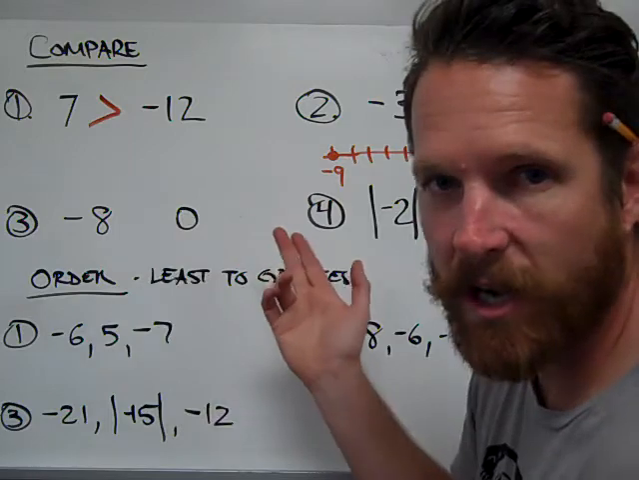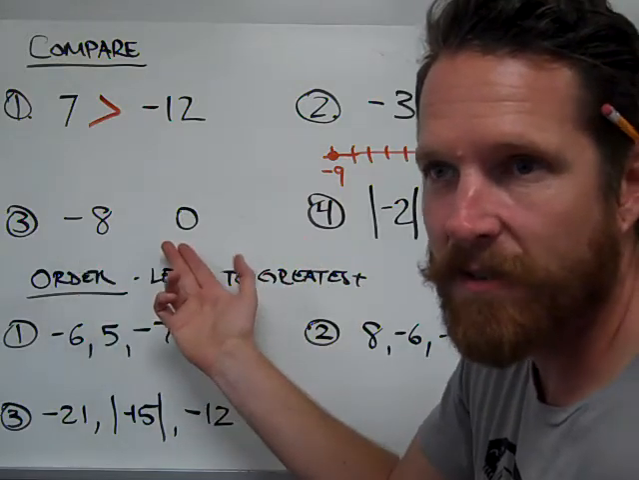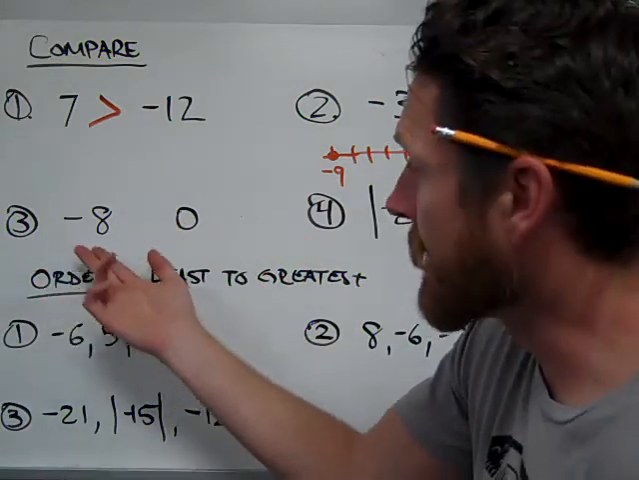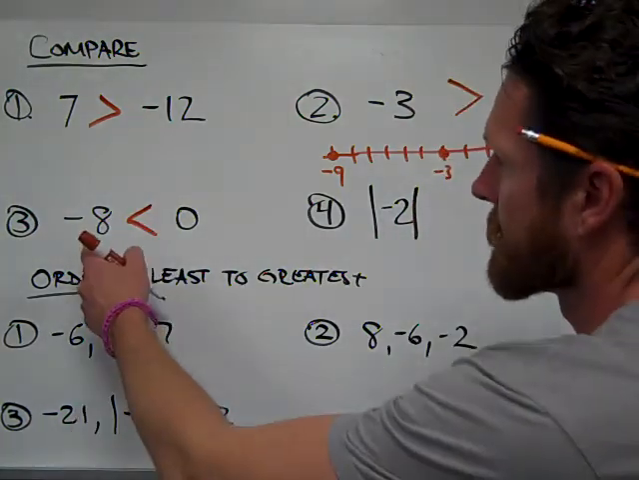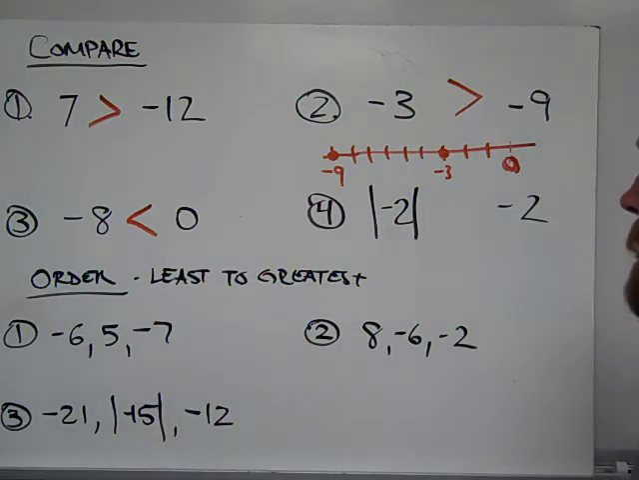Also, here, we're talking about getting closer to 0. This is in the negative, so 0 is more than being in the negative. So, greater than is the 0. So, negative 8 is less than 0.